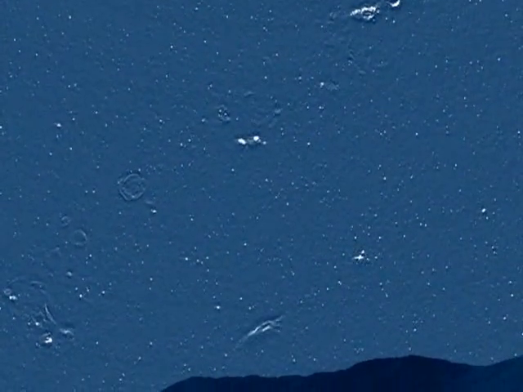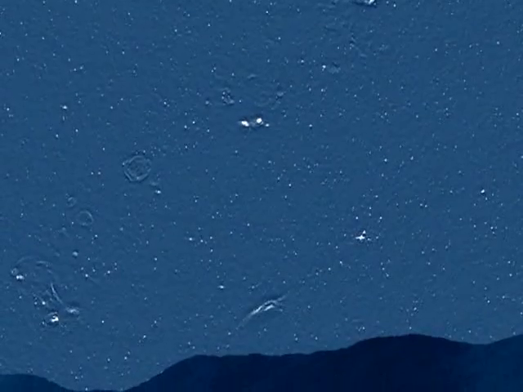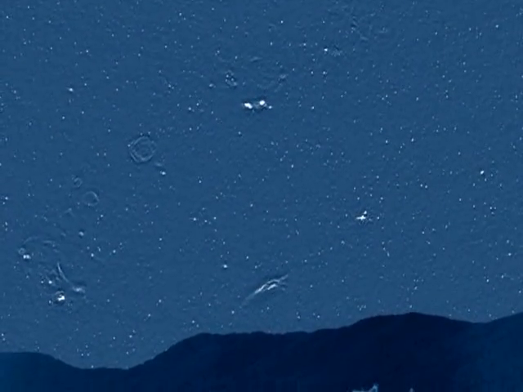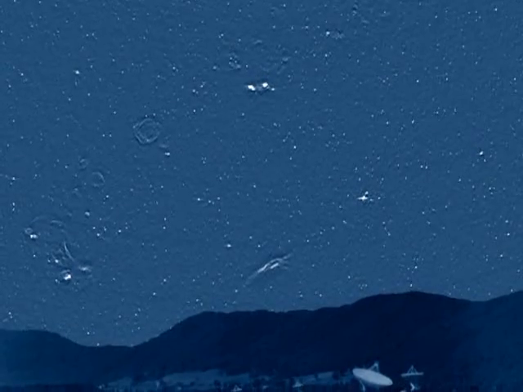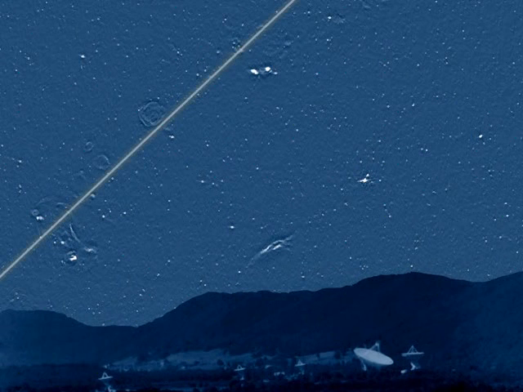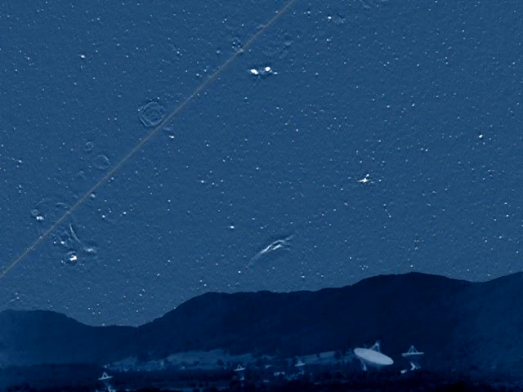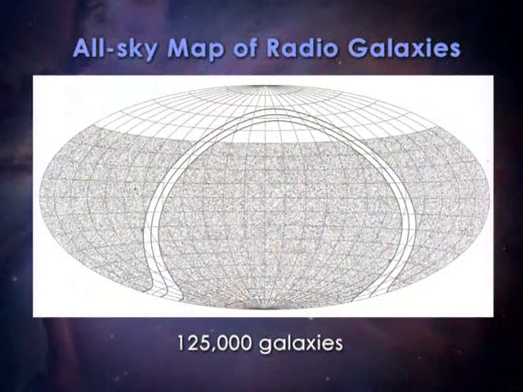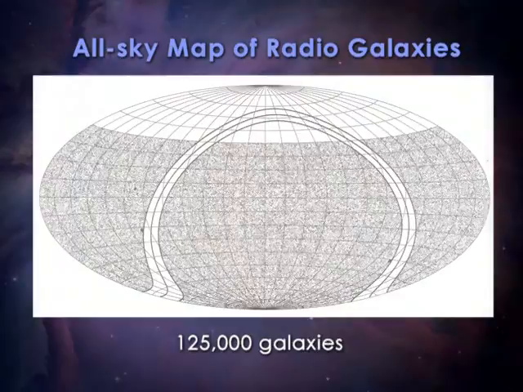Here's a lovely image of the sky as seen by these radio telescopes. Now, don't be confused. It's superposed as a backdrop to a photo of the Green Bank Observatory shown at the bottom. Now, apart from a few large foreground radio blobs that are lying along the Milky Way, most of the radio dots in this image are these very distant radio galaxies. Okay, so here's the all-sky map showing 125,000 distant radio galaxies, and they're distributed amazingly uniformly.